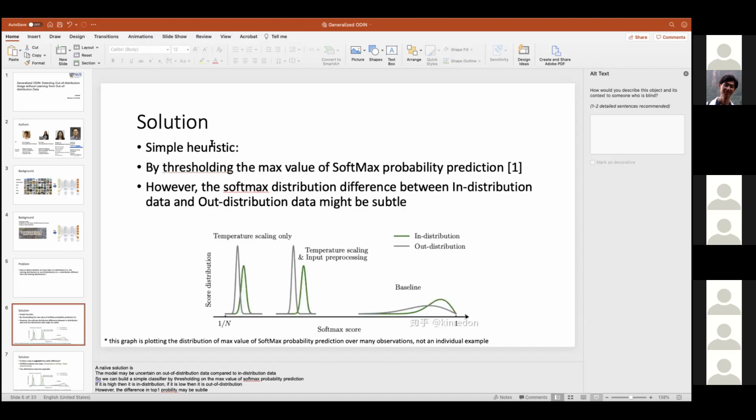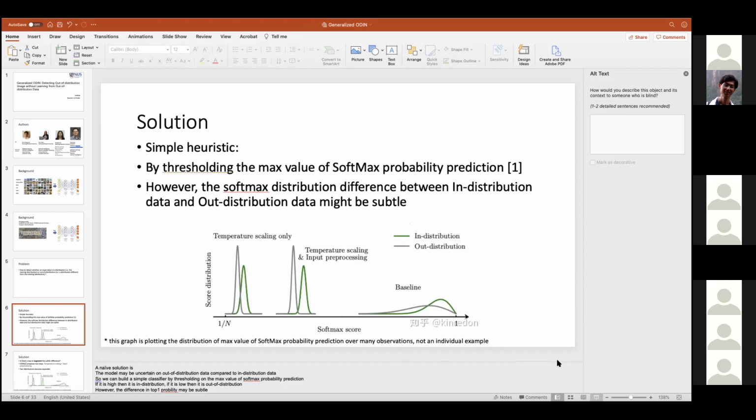So a naive solution is that the model may be uncertain on out of distribution data compared to the in distribution data. So we can build a simple classifier by thresholding on the max value of the softmax probability prediction. For the in distribution data, we expect to have a higher max value, but for the out of distribution, we expect to have a lower max value. However, the difference in top one probability may be subtle.